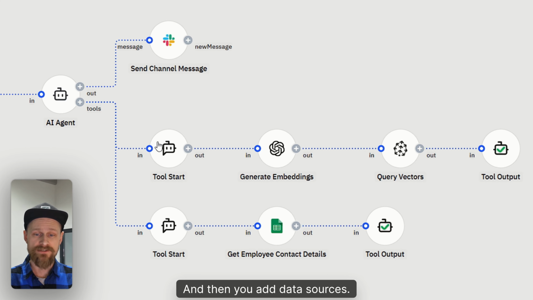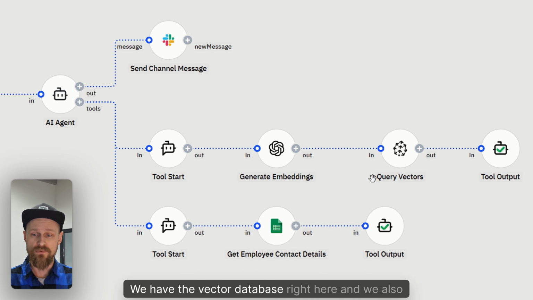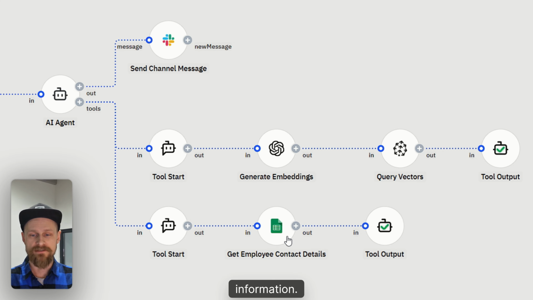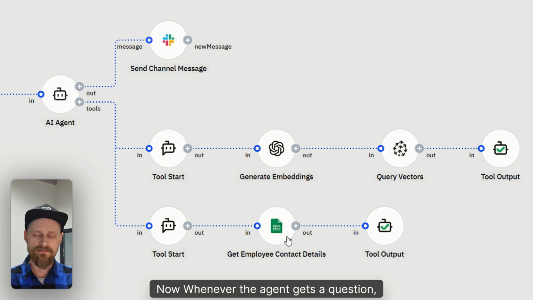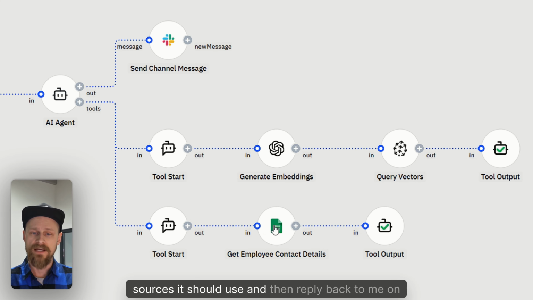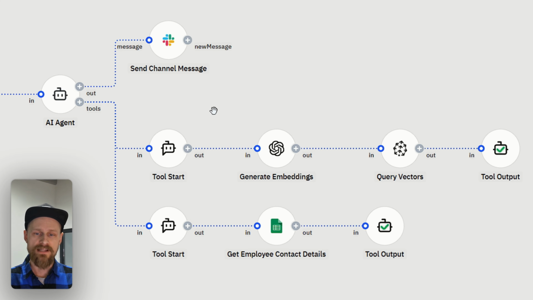And then you add data sources. We have the vector database right here, and we also have a Google spreadsheet with some extra information. Now, whenever the agent gets a question, it's going to decide which one of these data sources it should use, and then reply back to me on Slack.